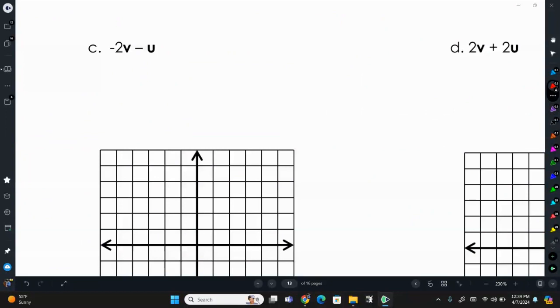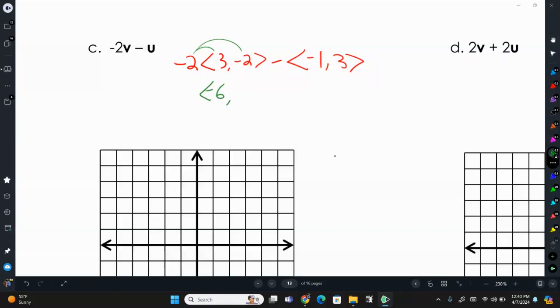All right, now letter C, -2v minus u. Well, instead of being able to go back and forth, I'm going to recopy the vectors down. So negative 2v will be negative 2 times vector v, which is 3 comma negative 2, minus we got u, which is negative 1 comma 3. So distribute, we have negative 6 comma positive 4 plus 1 comma negative 3.